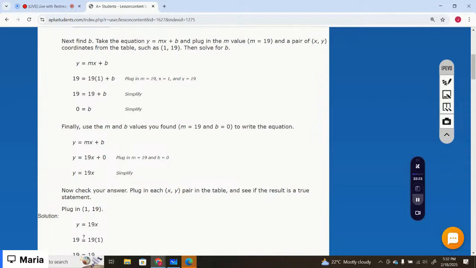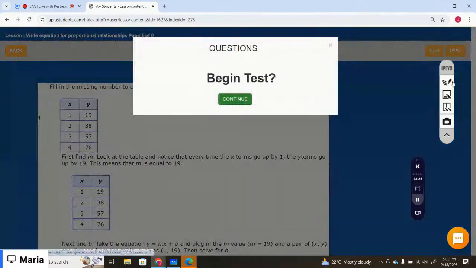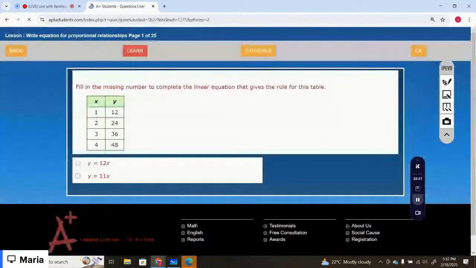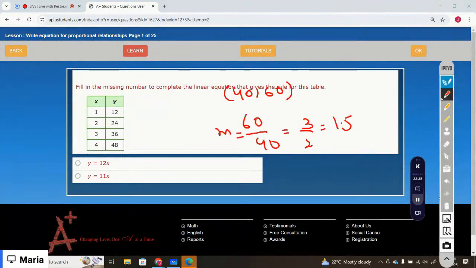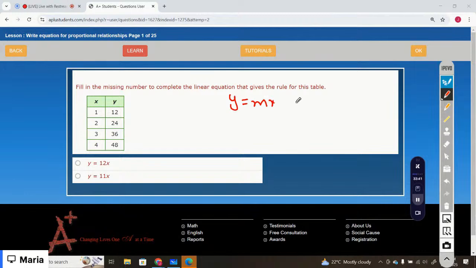Let's just start with the test questions. Fill in the missing number to complete the linear equation that gives the rule for the table. We are going to use the equation y equals mx plus b. So here the slope is 12 because the x values are changing by 1 and y values are changing by 12. So the slope m equals 12, right? So y equals 12x plus b. Use any pair of values and calculate the value of b.